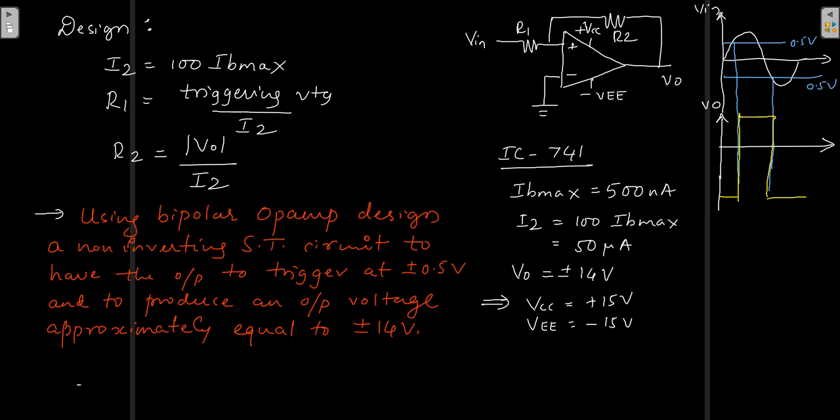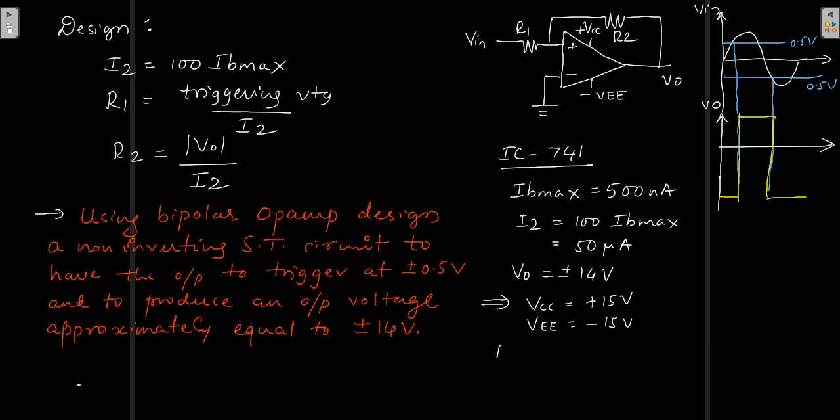Approximately means there is no hard and fast rule that every time your saturation voltage should be 1 volt less than the supply voltage. It is a thumb rule, generally assuming that the internal drops are about 1 volt. So plus V naught sat will be VCC minus 1, and minus V naught sat will be minus VEE plus 1. That is the reason it is given as approximately, not necessarily equal. That point you should always keep in mind.